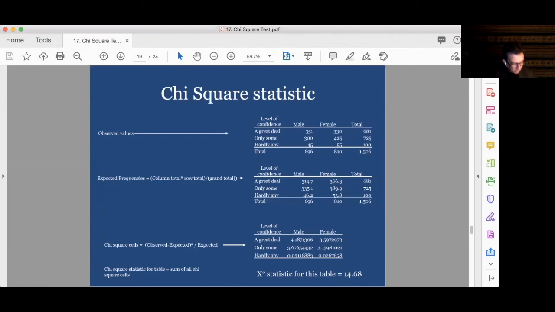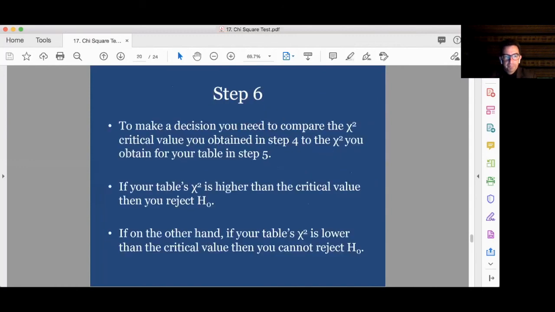Now remember, we're going to compare this chi-square statistic for our table with the chi-square statistics from tables that come from a population where there's no relationship. We already did that; we looked at them in the statistical table before. So to make a decision, we compare our test statistic to that critical value that came from that table.